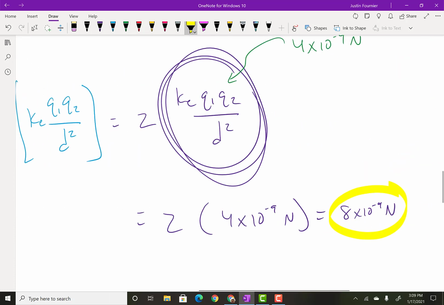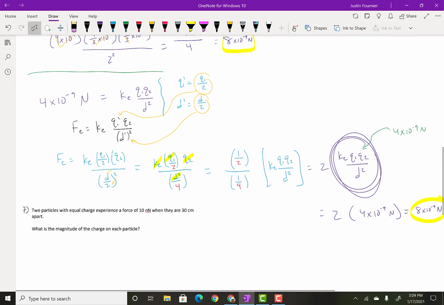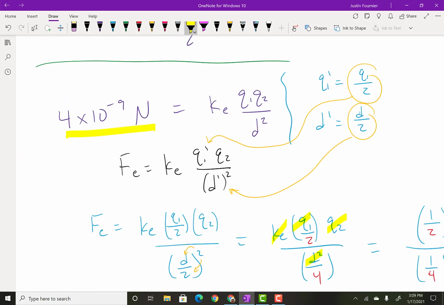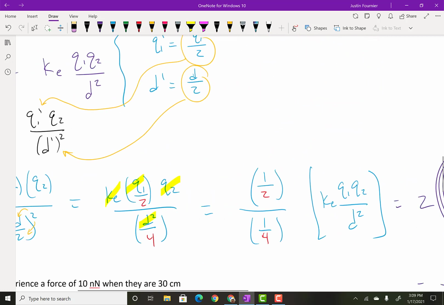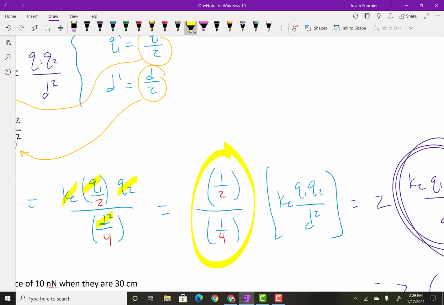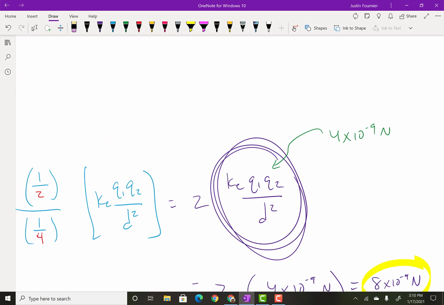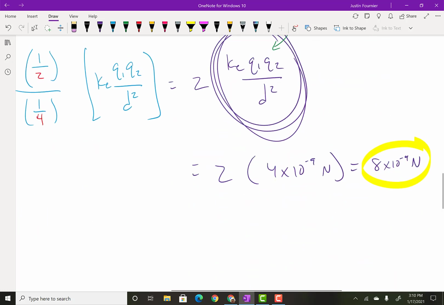So once again, what I did there is I said 4 times 10 to the negative 9 newtons is equal to the original thing plugged in. We had our new prime notation, which is that Q1 prime is Q1 over 2 and D prime is D over 2. And so I can plug those in here. I get these values and I simplified everything. I get 1/2 divided by 1/4, which is 2. And then I'm left with the original values, which was 4 times 10 to the negative 9. And there you go.